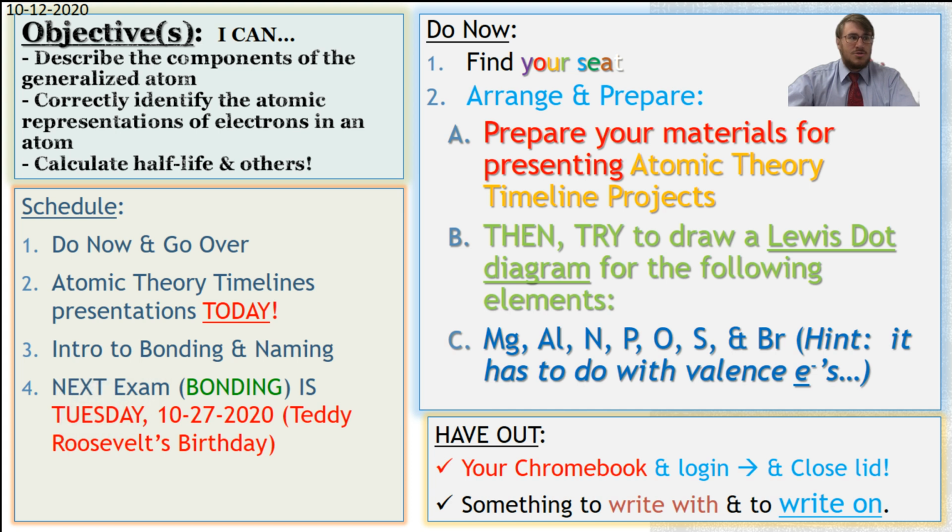All right, so you got your do now. Take a look. Prepare materials for a timeline project presentation. We're going to do a Lewis dot diagram for the following: magnesium, aluminum, nitrogen, phosphorus, oxygen, sulfur, and bromine. Remember, the hint is that it has to do with the electrons. So I would say pause right now, try to do those on your own, and then I'll go over those in a moment.